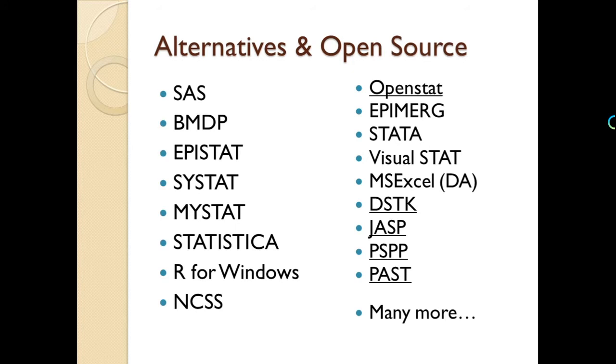Interestingly, in MS Excel also we have statistical analysis called the data analysis package. This is normally not visible on the screen. You just have to go to options to enable the data analysis package. Now, of late, we find quite interesting software called DSTK, which I used for some time, followed by JASP, which I'm still using, and then PAST, which is the software used for the application of statistics in paleontology.